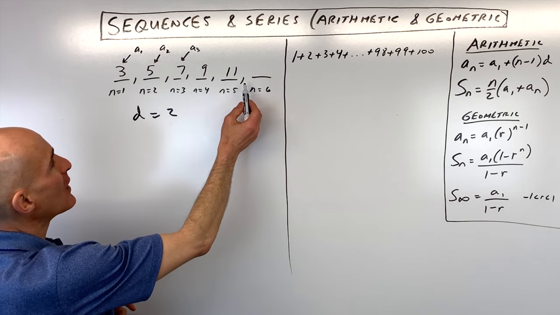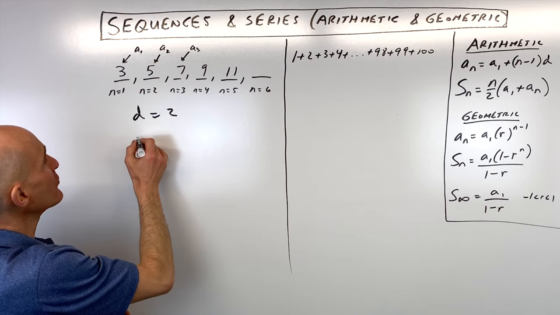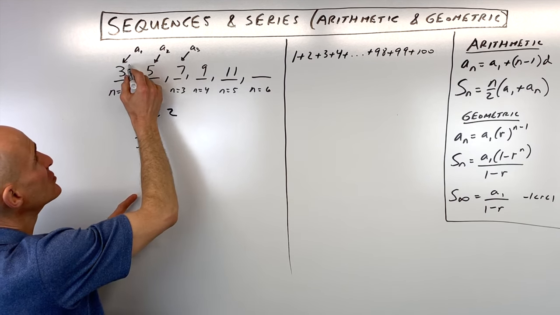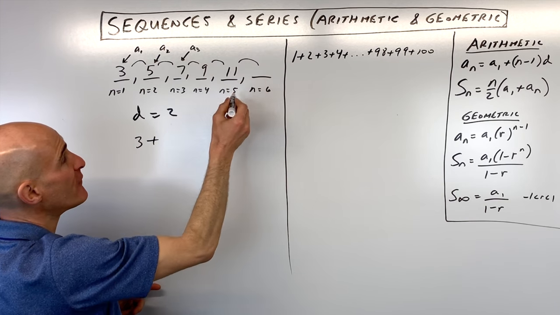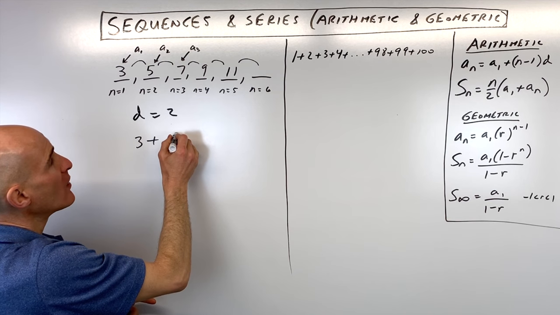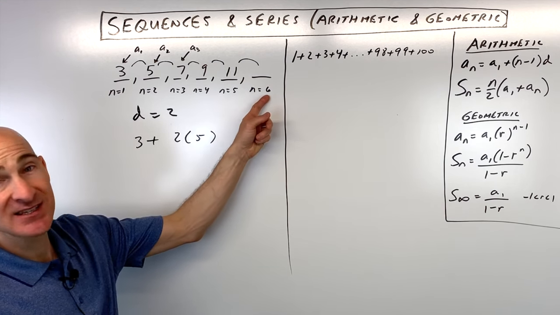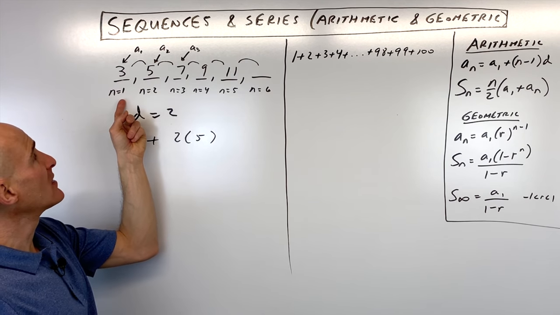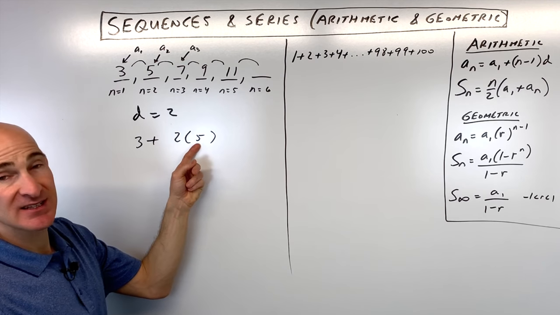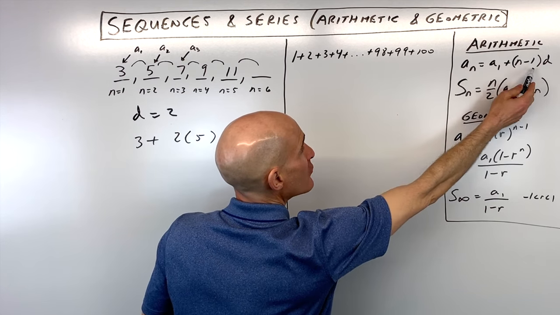But say we wanted to find out what this sixth term is. What we would do is start at 3, and add 2 once, twice, 3 times, 4 times, 5 times. So why did we add 2 five times? How come not 6? Well, because we were already at the first term, 3, so we only had to add that difference not 6 times, but 5 times. And that's where our formula comes from for arithmetic sequences.